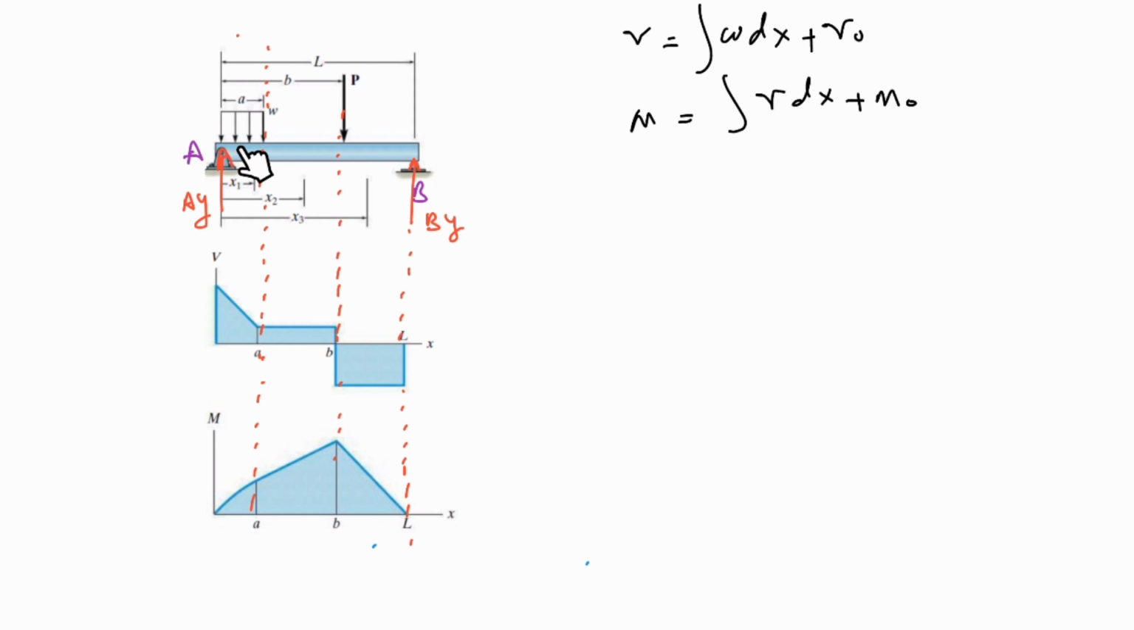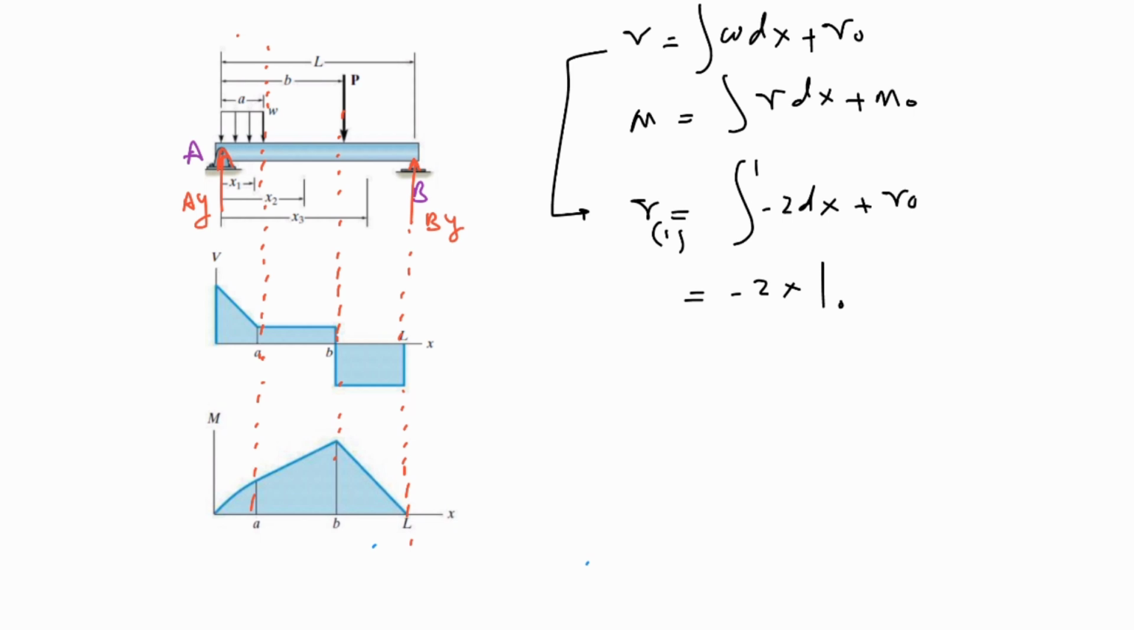The more I go, the less this value would be. For example, if I have this guy, V, at point, for example, 1. Let's assume 1 is smaller than x1. And I'm taking -2 dx plus V0. That would be something like this: -2x from 0 to 1 plus V0. As you can see, that would be -2 times 1 plus V0. And the more you increase the value of x, the less value you will have for V.